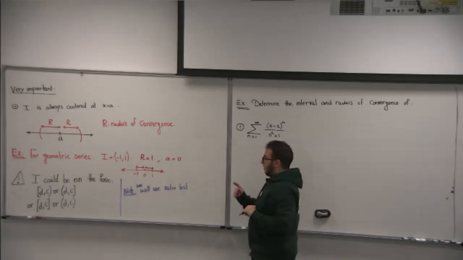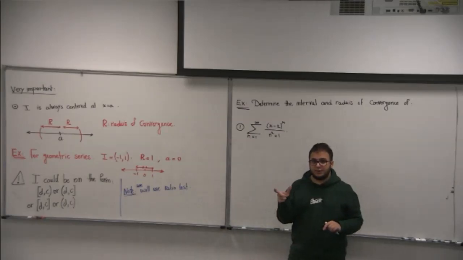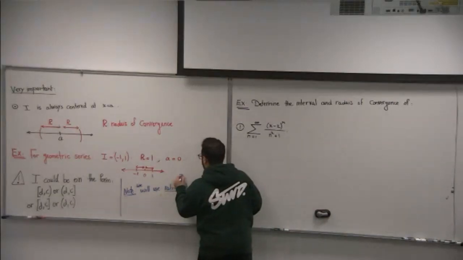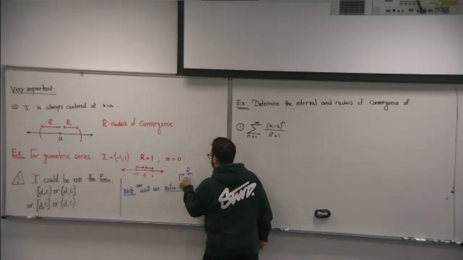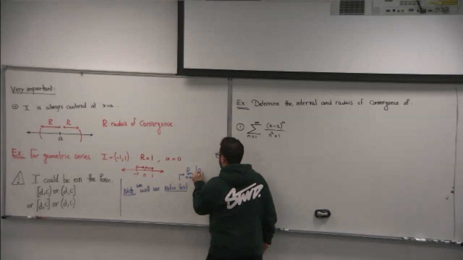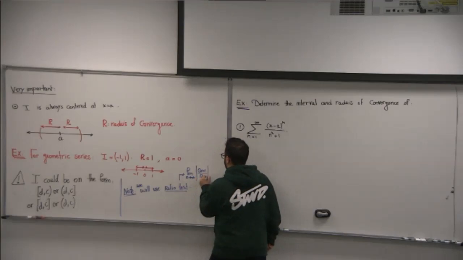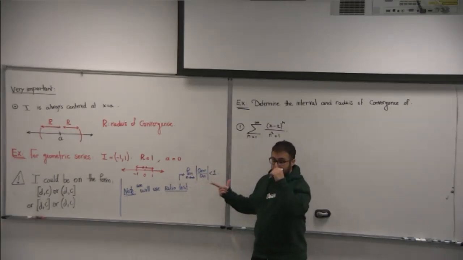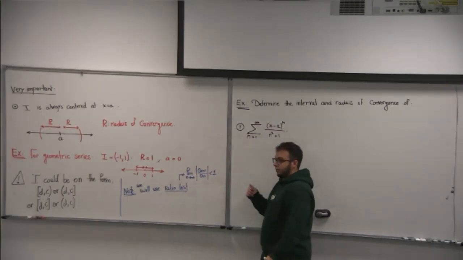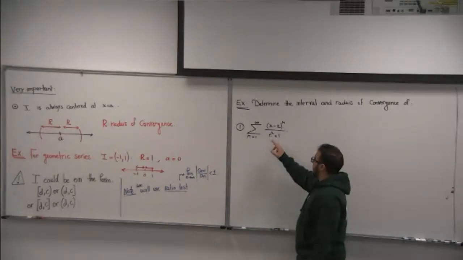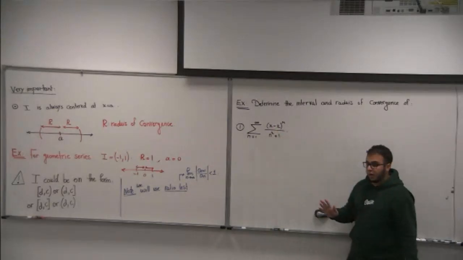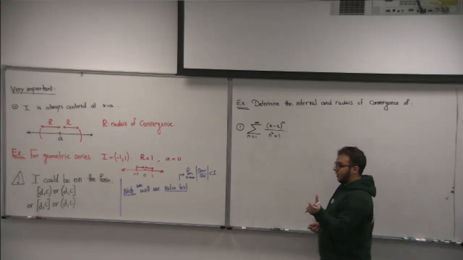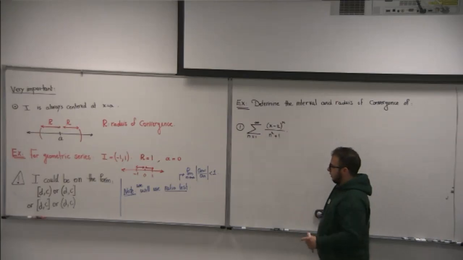Always. Now, I'm studying convergence. The ratio test converges if the limit as n goes to infinity of the ratio is less than 1. So I want to make the ratio of my series less than 1. From that, I'm going to solve for x. And from that, I'm going to know the interval, and then I can know the radius.